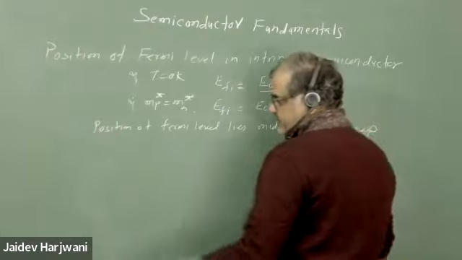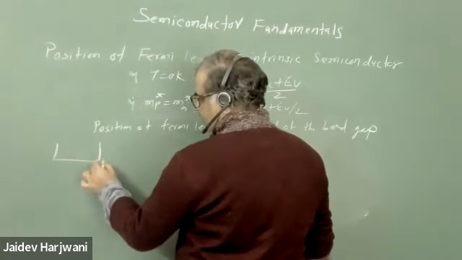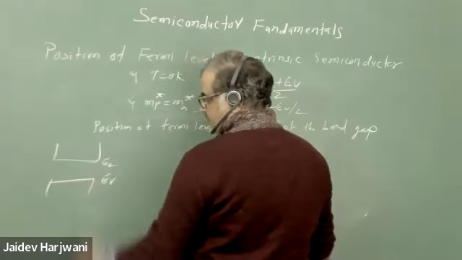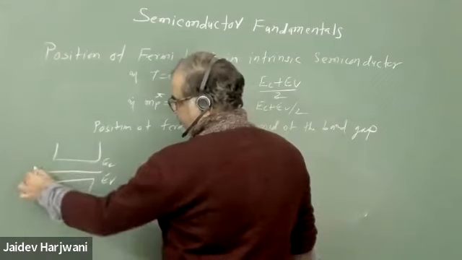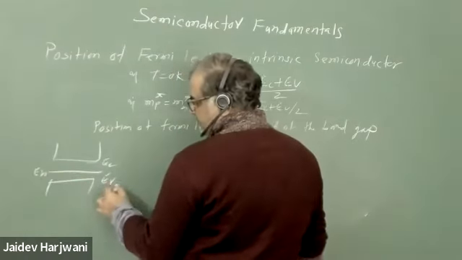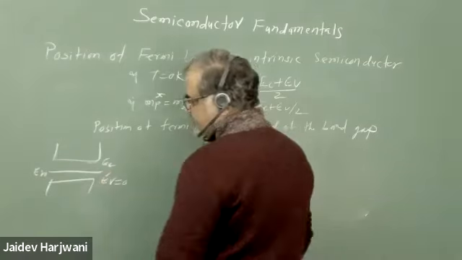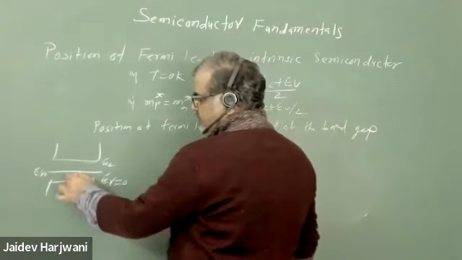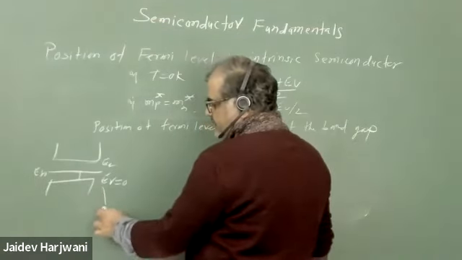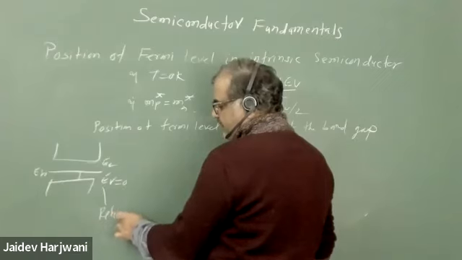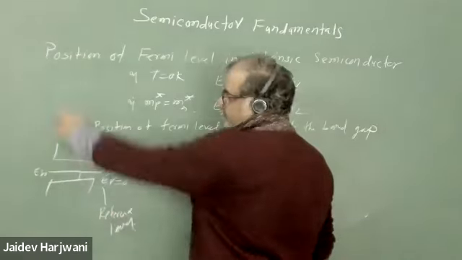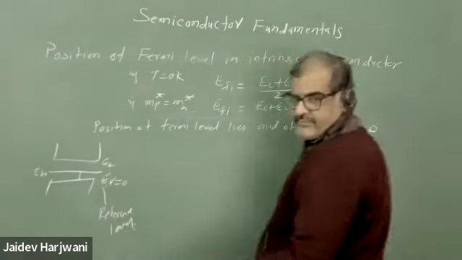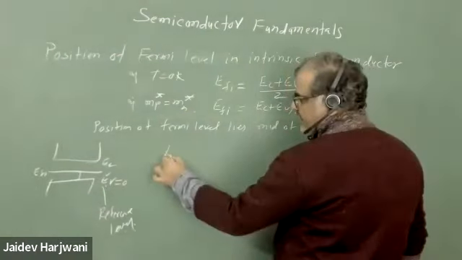What does reference level mean? Suppose this is my EV, and this is the position of the Fermi level. Now I can say my valence band is 0, so I can find the position of the Fermi level with respect to the valence band. I can say this is my reference level, I am calculating the value from here. I can also calculate the value from vacuum, or I can assume my value from here.